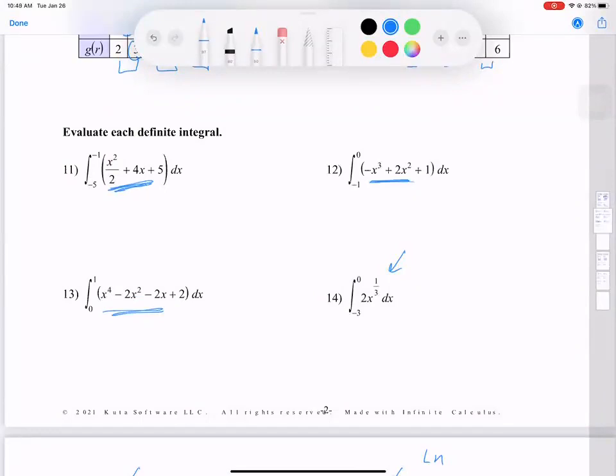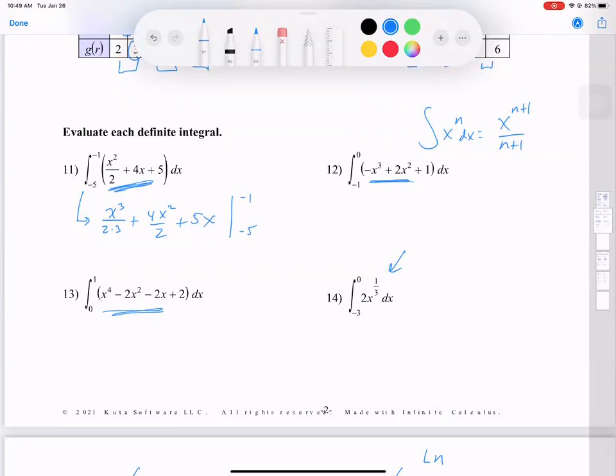For the first one, let's take the integral first, and then we'll plug in our a and b value. So the integral of this will be x cubed over, I'm going to write 2 times 3, plus 4x squared over 2 plus 5x, evaluated from negative 5 to negative 1. Is everyone okay with how fast I did that integral? The rule is x to the n plus 1 over n plus 1. That's the integral of x to the n.